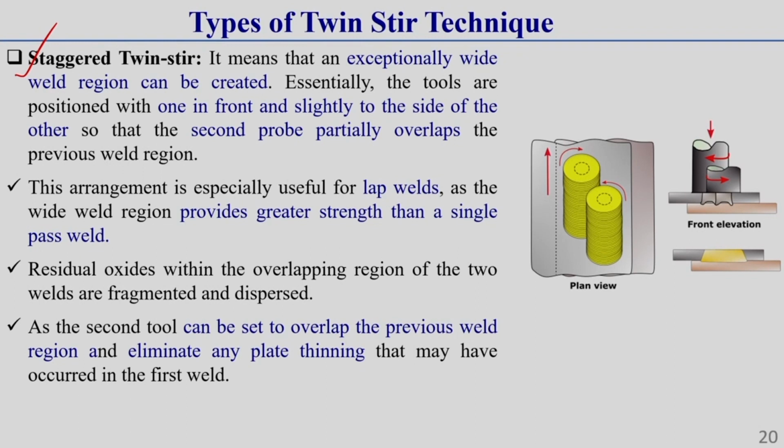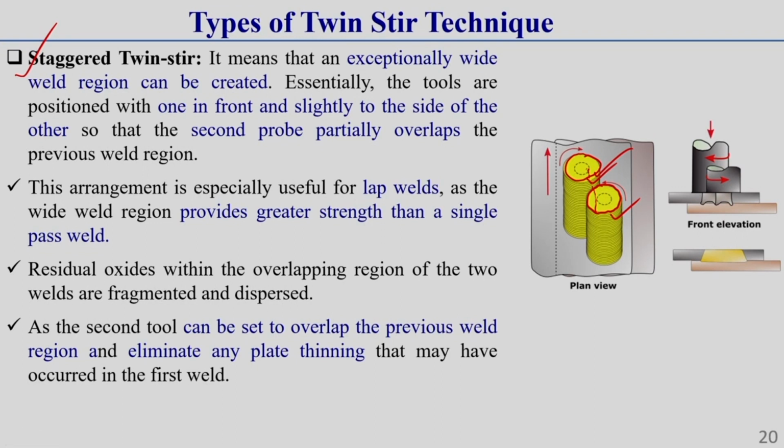Now, the staggered twin stir friction stir welding process. In this process the tools are used in such a way that an exceptionally wide weld region can be created. Essentially the tools are positioned with one in front and slightly to the side of the other, so that the second probe partially overlaps the previous weld region. Here you see the probe region and the partially overlapping tool. This is one welding zone and this is another welding zone, and these two welding zones partially overlap each other.